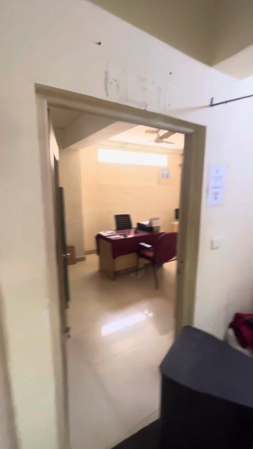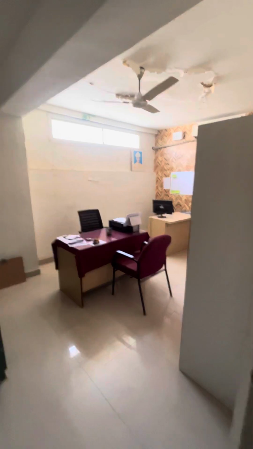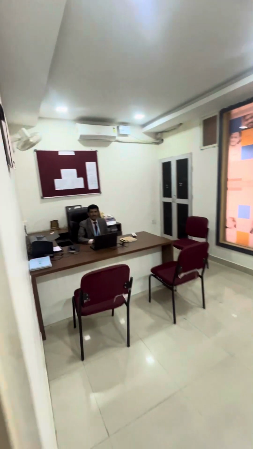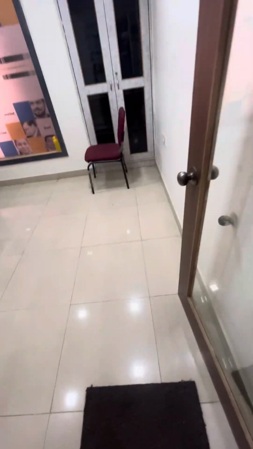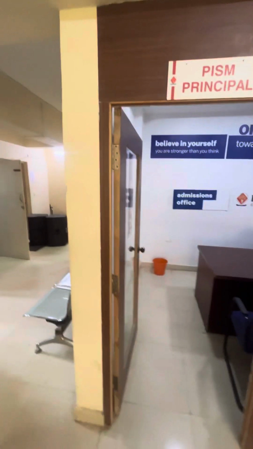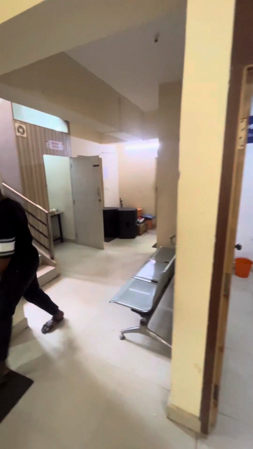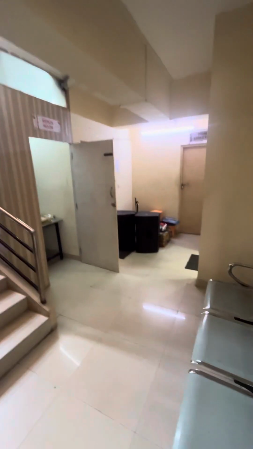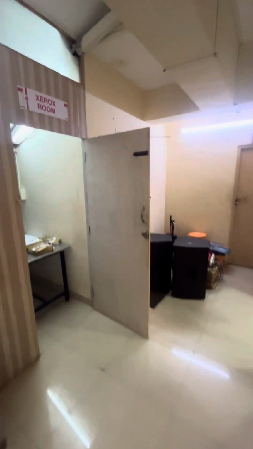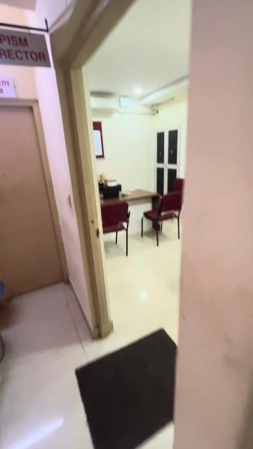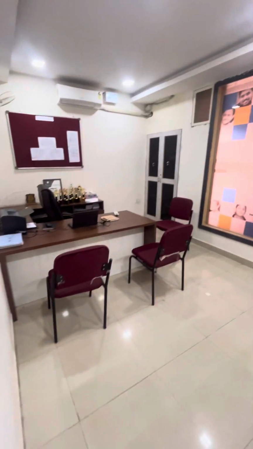The HODs' rooms, 3 HODs of different departments, followed by the stationery and the director's room, and next to that is the principal's room. So on the same floor we have the director, the principal, the HODs, the exam room, the staff room, the boardroom, the Xerox room. So all the key items are in this particular area. So that's a complete setup for Patel Institute of Science and Management. Thank you.